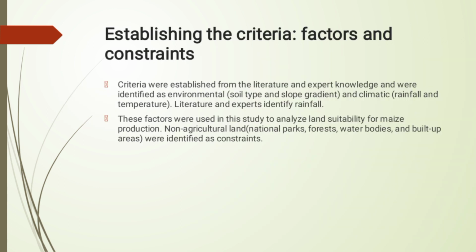Establishing the criteria, factors, and constraints. Criteria were established from the literature and expert knowledge and were identified as environmental, soil type and slope gradient, and climatic, rainfall and temperature. Literature and experts identify rainfall. Next, these factors were used in the study to analyze land suitability for maize production. Non-agricultural land like natural parks, forests, water bodies, and built-up areas were identified as constraints.